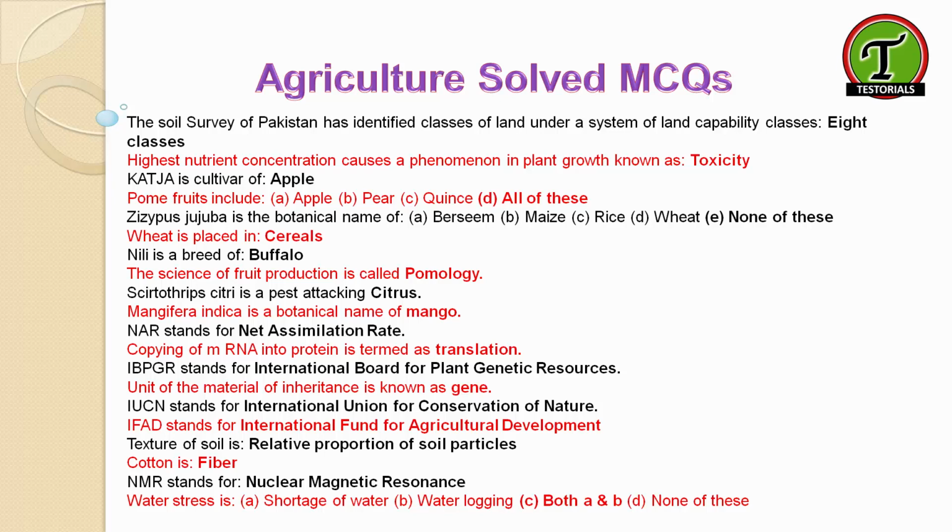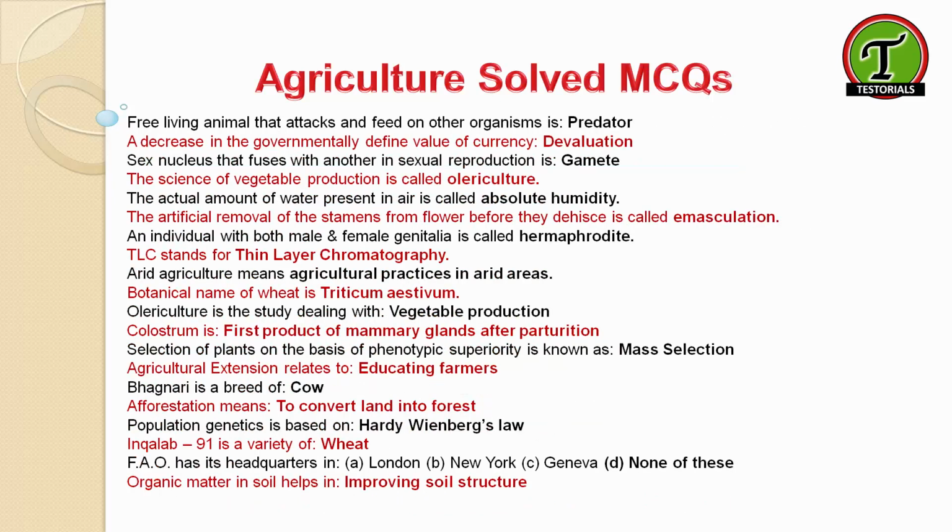40. Water stress is a. Shortage of water, b. Waterlogging, c. Both A and b, d. None of these. 41. Free-living animal that attacks and feeds on other organisms is predator. 42. A decrease in the governmentally defined value of currency. Devaluation. 43. Nucleus that fuses with another in sexual reproduction is gamete.